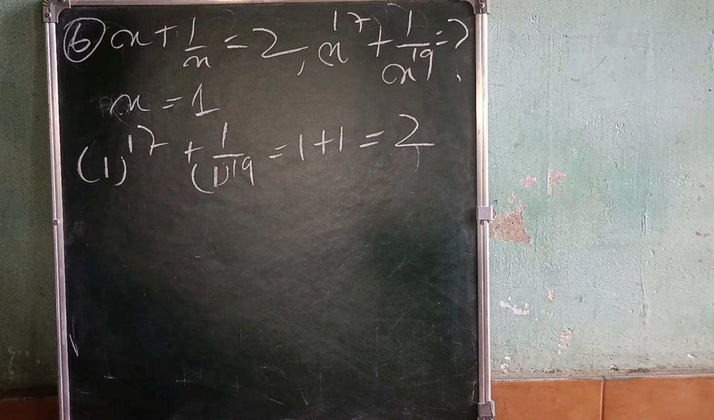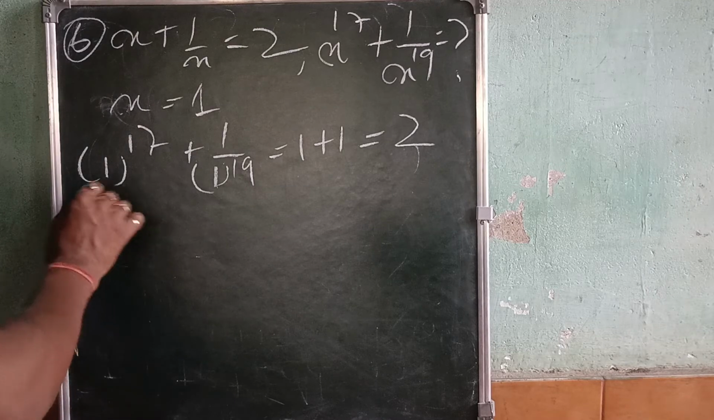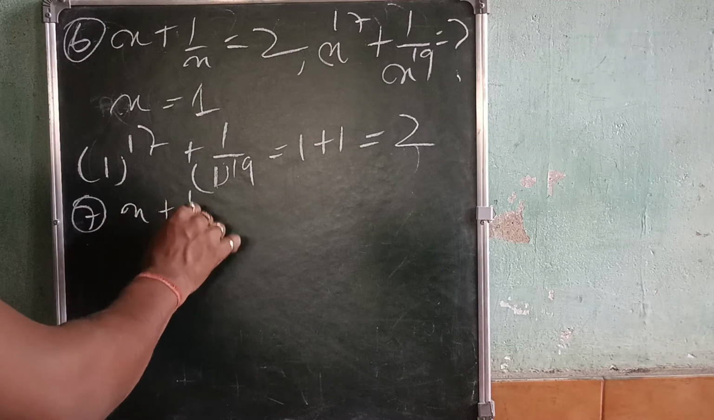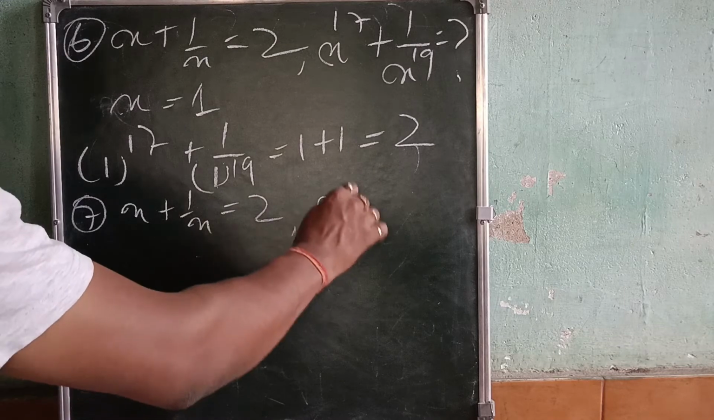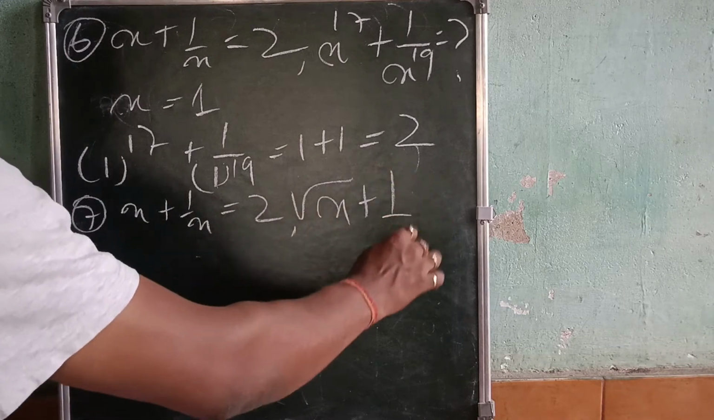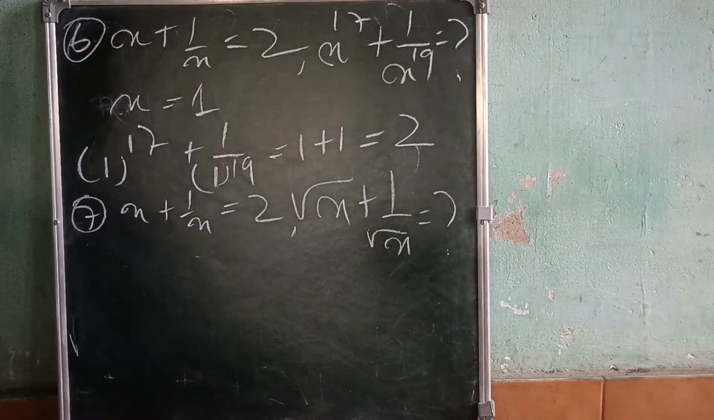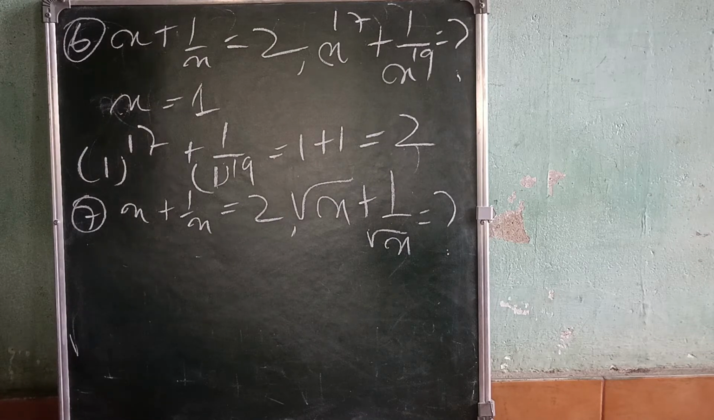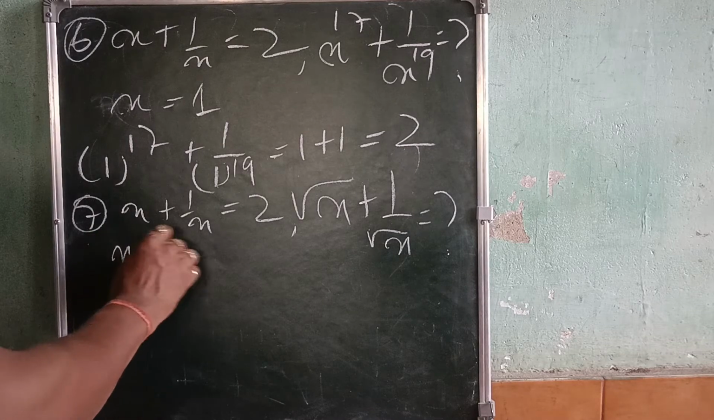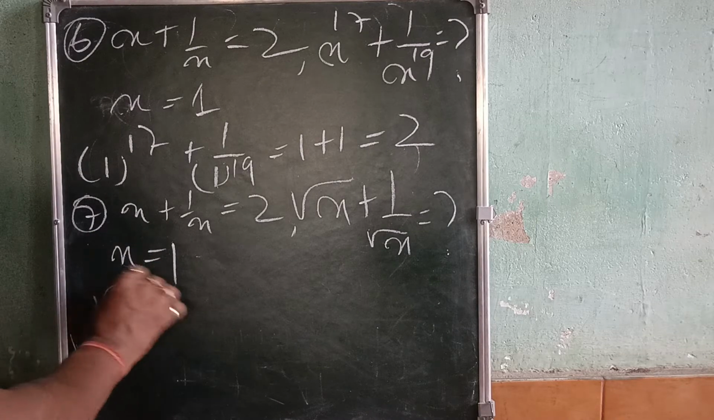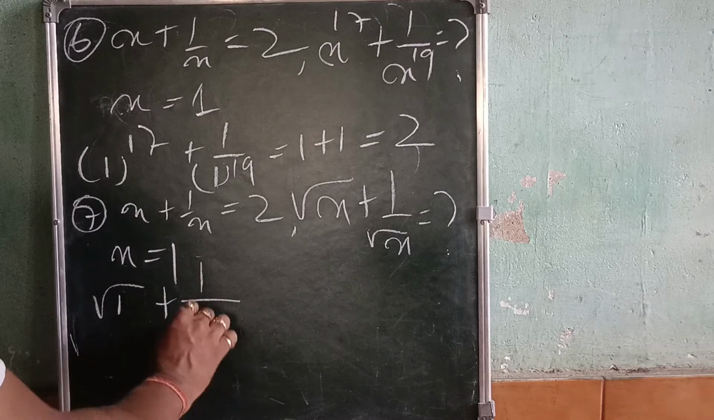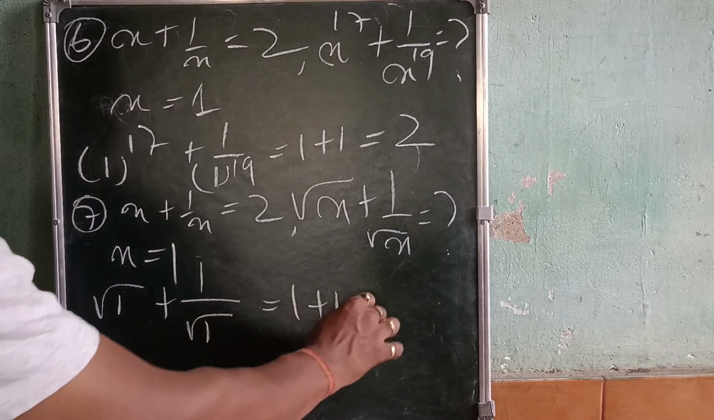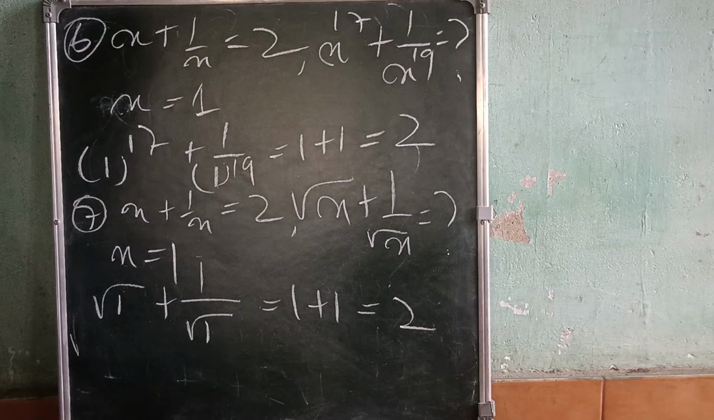Right? You can consider in this way. If it will be another question like x plus 1 by x is equal to 2, and the asking question is root x plus 1 by root x, how much, right? So it is also easy because we consider x plus 1 by x. When 2 is given, at that time we have to consider x is equal to 1. So root 1 plus 1 upon root 1, that means 1 plus 1, that equals 2, right? This is your part of solution.